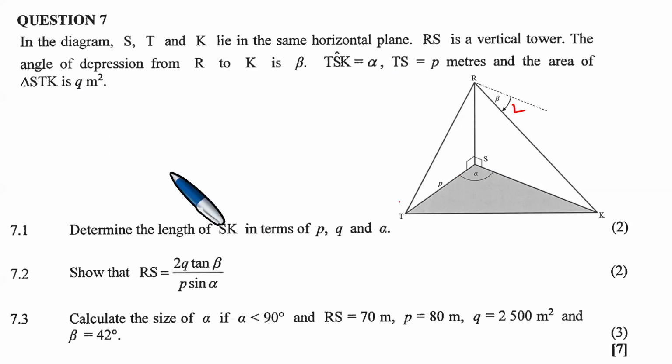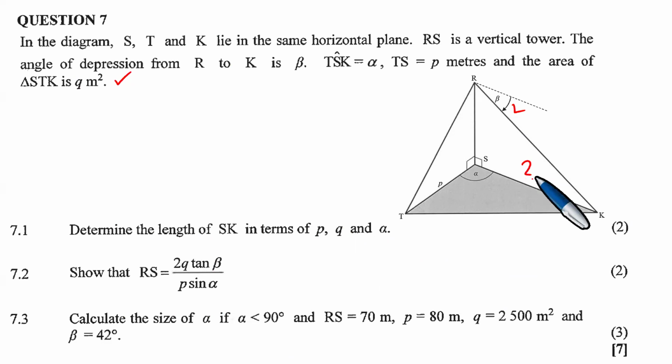The area of triangle STK is Q square meters. We are here to learn this section. Please, guys, it's very important for grade 11s. It's very important for the matric. It is part of the curriculum. And therefore, you need to ensure that you pay particular attention and also you're able to understand how, when to use the rules. Determine the length of SK in terms of P, Q, and alpha.